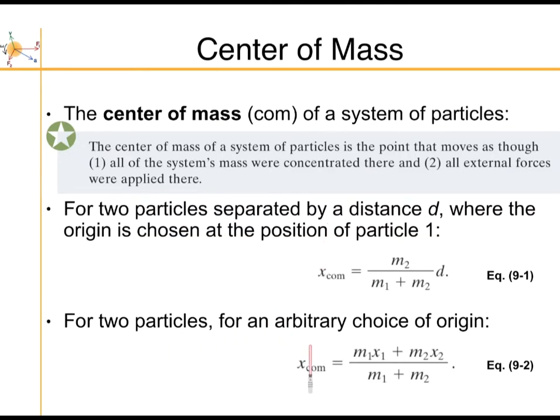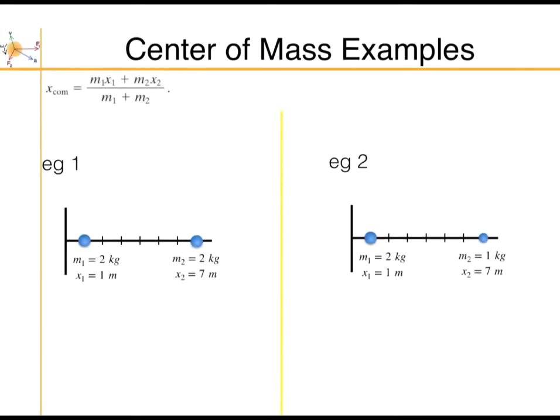But in general, the arbitrary way of calculating the center of mass is x center of mass equals m1x1 plus m2x2 over the sum of their masses. So let me do an example here to show you what I mean by all that.